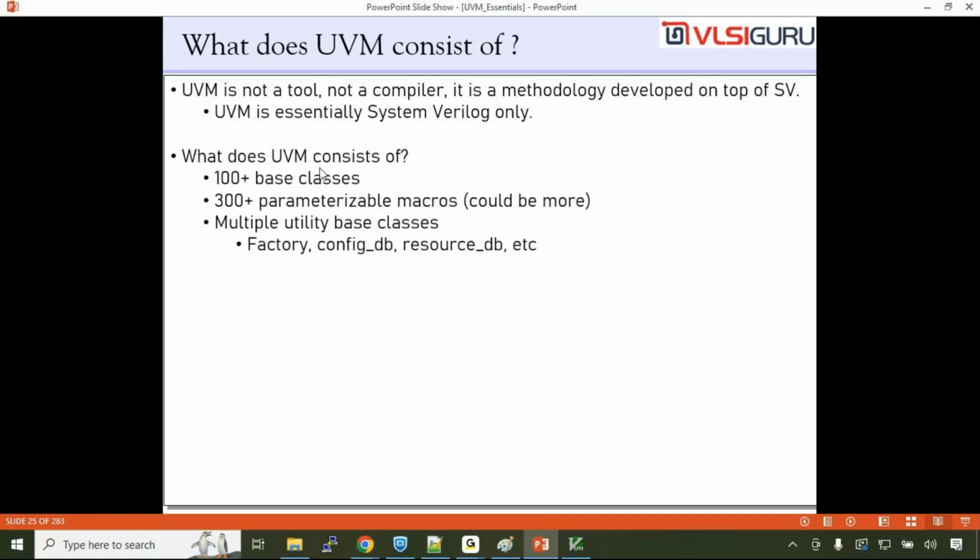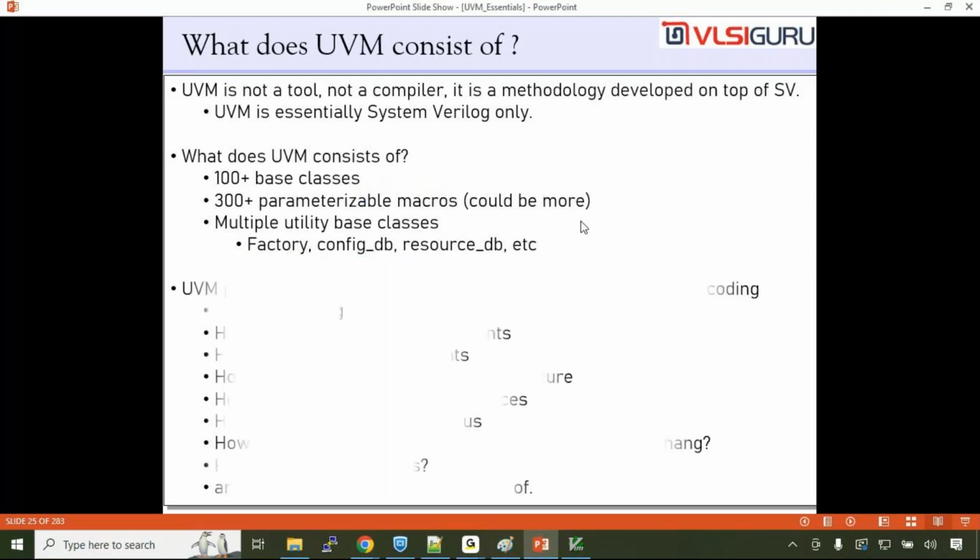What does UVM consist of? What is there in UVM essentially? Hundreds of base classes, a lot of parameterized macros, 300 plus. It could be a little bit different. Multiple utility base classes, which are a subcategory of this, no different. Those utility classes are called factory, config database, resource database. We'll discuss all those things as we go forward.